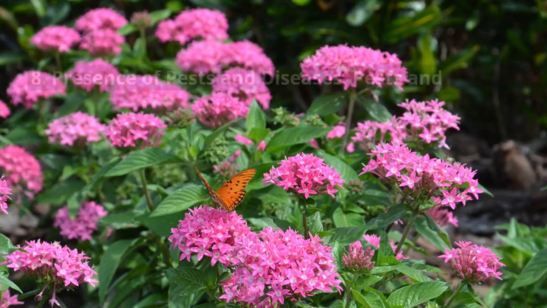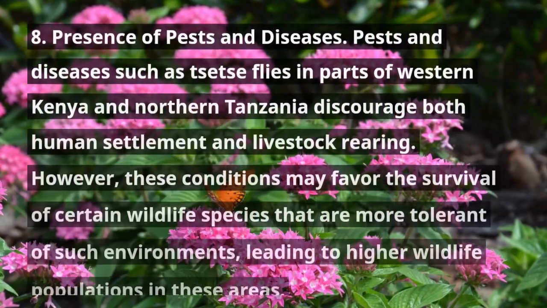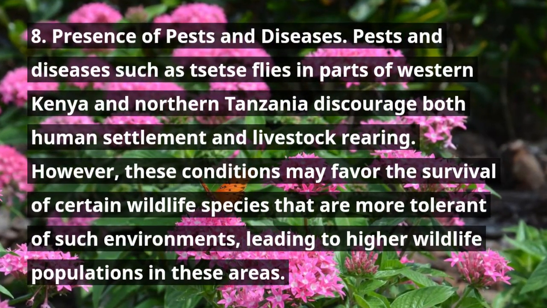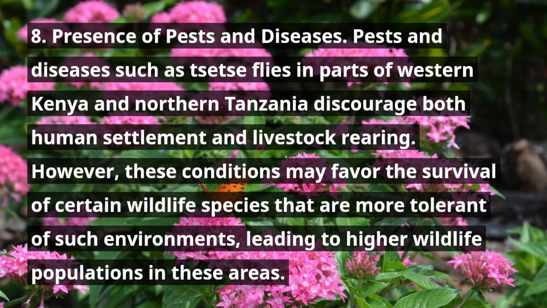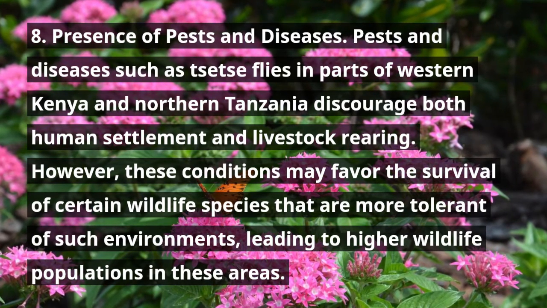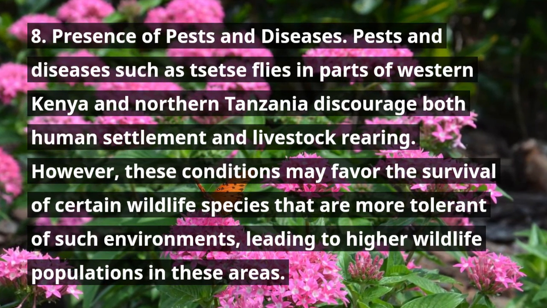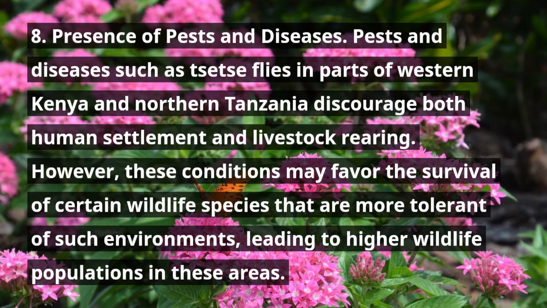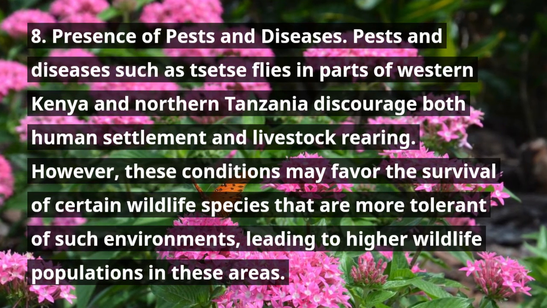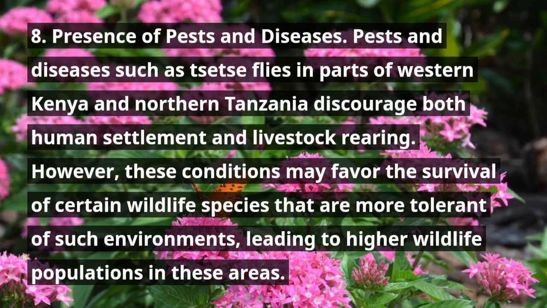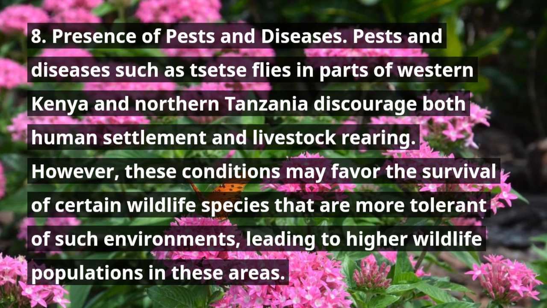8. Presence of pests and diseases. Pests and diseases such as tsetse flies in parts of western Kenya and northern Tanzania discourage both human settlement and livestock rearing. However, these conditions may favor the survival of certain wildlife species that are more tolerant of such environments, leading to higher wildlife populations in these areas.